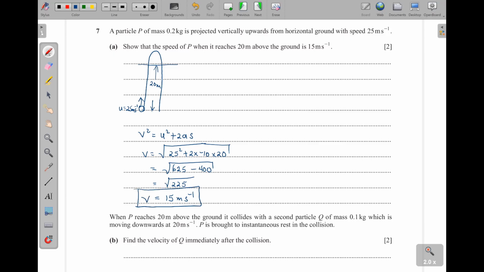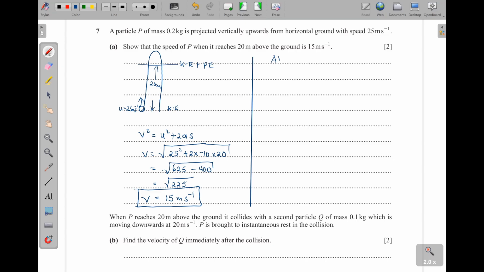Okay, just like that. There is also another method. We can use the energy method too. So when it reaches here, we have kinetic energy because there is a certain speed. There is also potential energy here, you see. And then here we have only kinetic energy because there's that projection there.